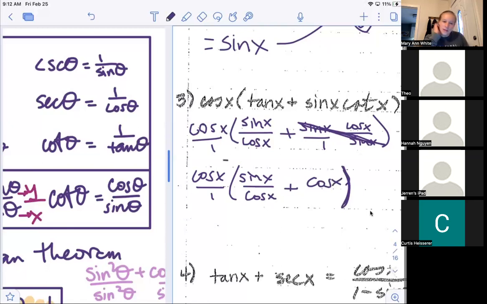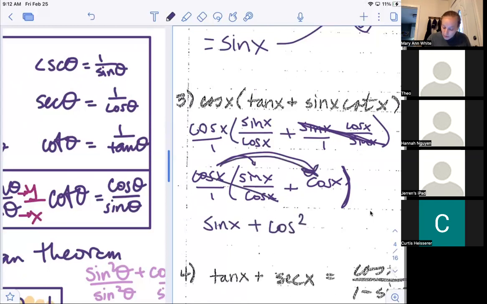I think you said 2 steps in 1, Curtis. I want to do that, cancel the cosines out, but let's call that distributing on this next step, okay? So we're going to distribute that in. Does that work for everybody? Now my cosines cancel out here, so I'm left with sine x. And then I have to do cosine times cosine, and cosine times cosine is cosine squared.